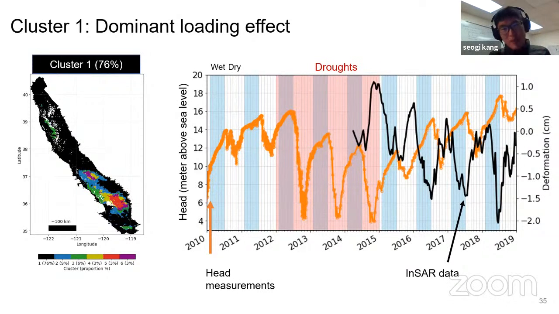So if you think about the other response, the loading: in the dry season we're removing the mass, so the ground elevation will go up, right? That kind of makes sense. In the wet season, we're pouring the water onto the surface, so it'll make a subsidence like this and then oscillate. So it is obviously due to the loading effect. That's why we determined that cluster 1 is dominated by the loading effect.